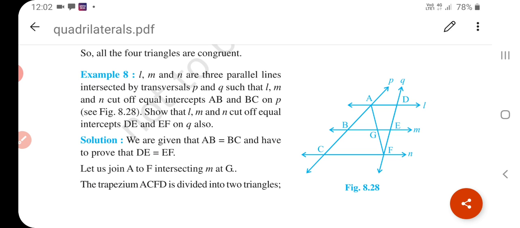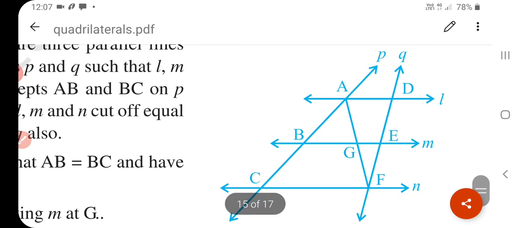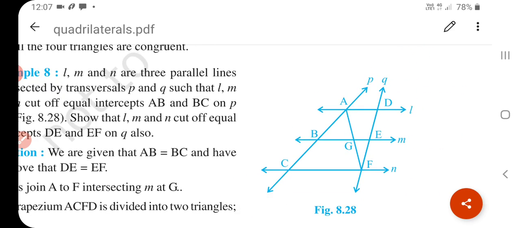you can read example number 8. L, M and N are three parallel lines intersected by transversals P and Q such that L, M and N cut off equal intercepts AB and BC on P. Show that L, M and N cut off equal intercepts DE and EF on Q also. Okay, so first of all see the figure carefully.